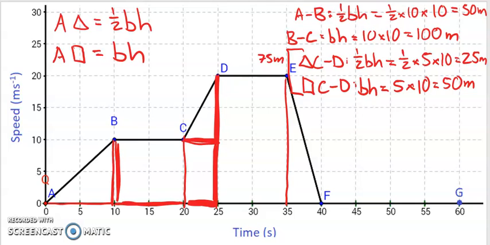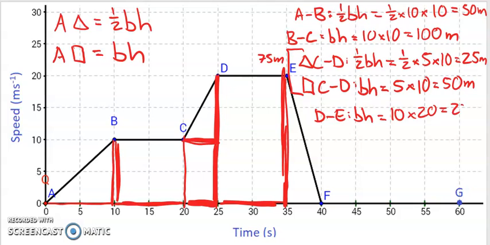Alright, section D to E is a rectangle, so we're going to use base times height. The base is 10, the height is 20. So in section D to E, the person travelled 200 meters.